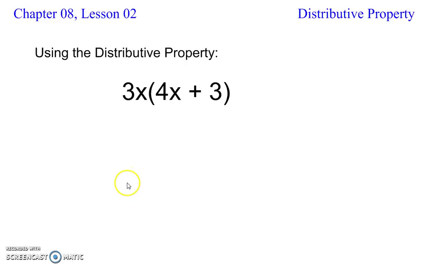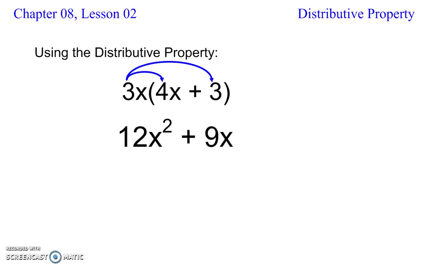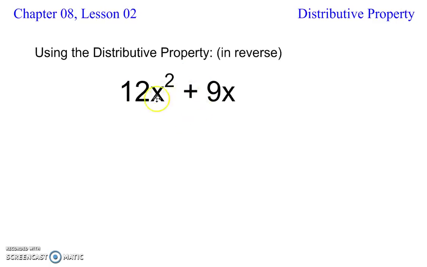It finally loaded. Alright, so using the distributive property, we know we have to multiply 3x times 4x and 3x times 3, and that gives us 12x squared plus 9x. So we've already done that. We know how to do this. Now, what if we start with the 12x squared plus the 9x, and we want to factor this out?